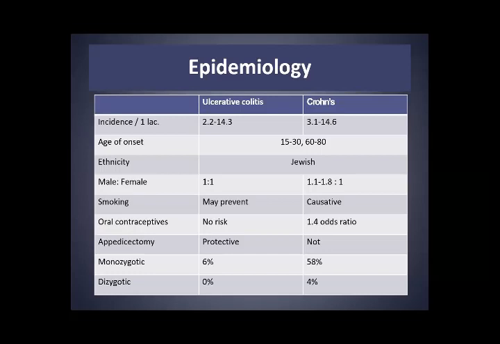History of appendectomy is protective or not: in Crohn's disease it is usually not associated, but for ulcerative colitis, there are a few articles which say that if you have had an appendectomy, it is protective against you having ulcerative colitis. Monozygotic and dizygotic twins had a tendency, but more in Crohn's disease as compared to ulcerative colitis.